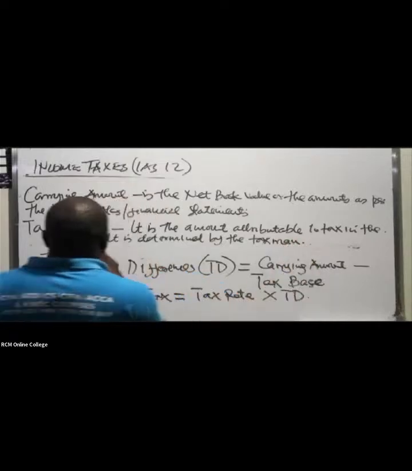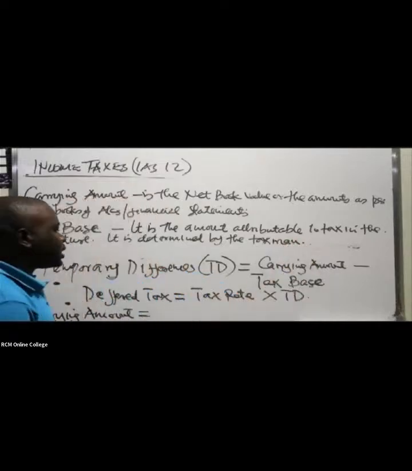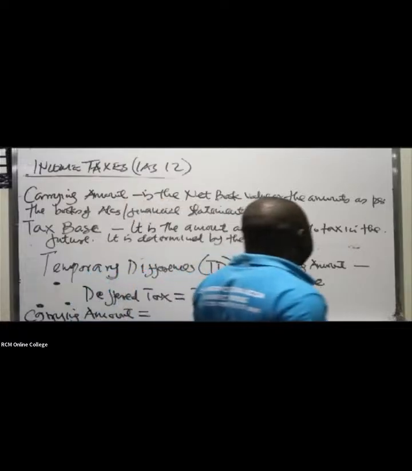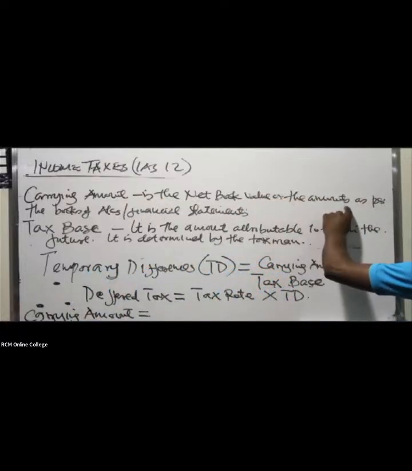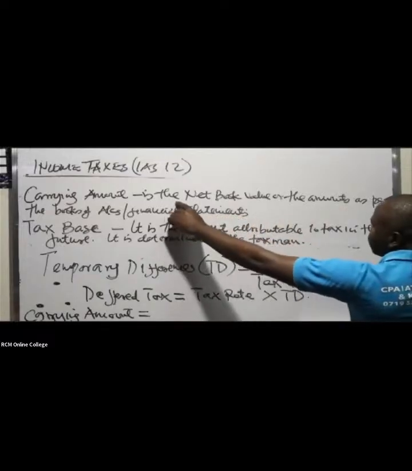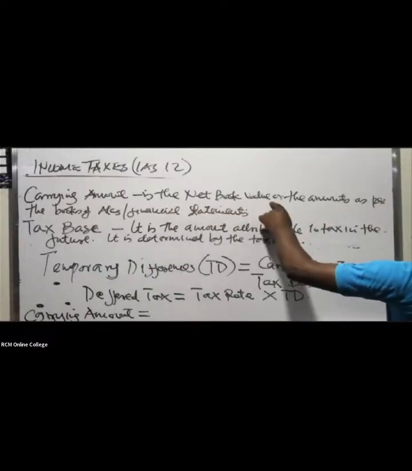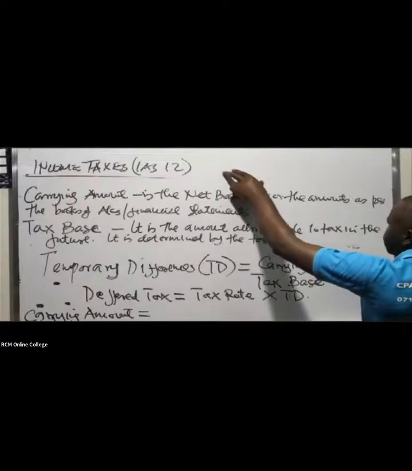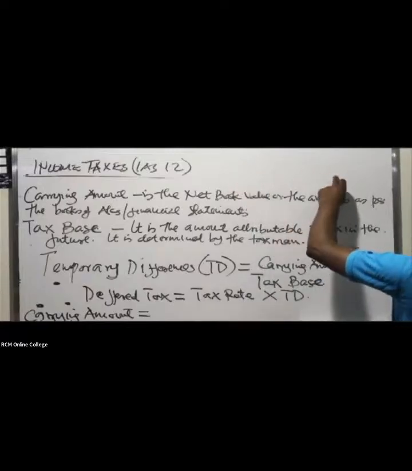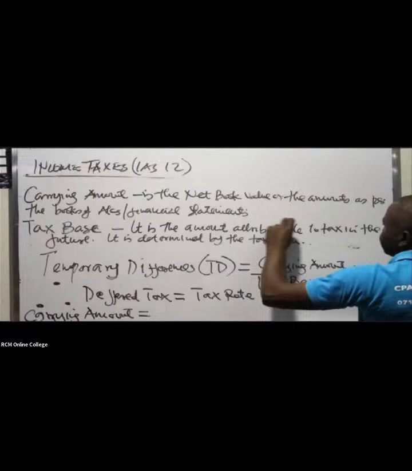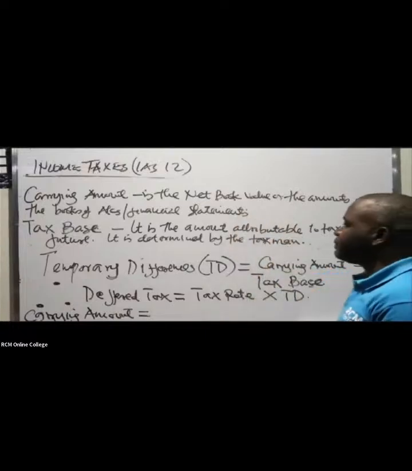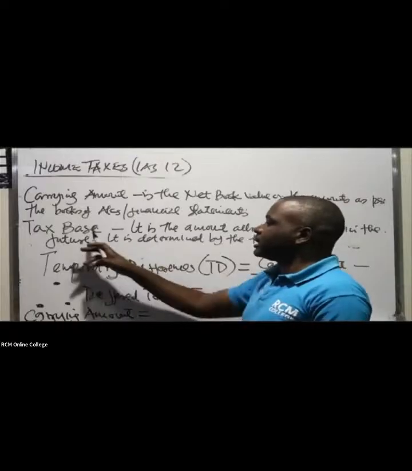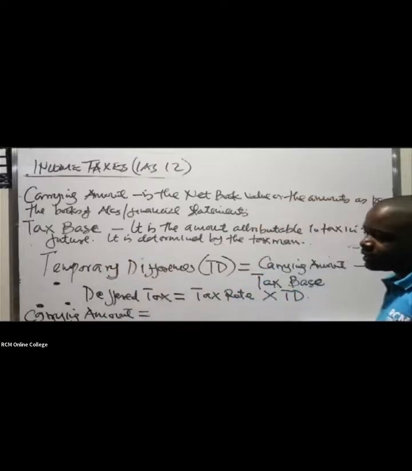So in this case, the tax base is what the taxman considers, and the carrying amount is what the accountant has represented in the financial statements. For example, if it's assets, you pick the net book values: the cost of the asset minus depreciation, or the amounts presented in the financial statements. But the taxman will consider different figures, so we call them the tax base.